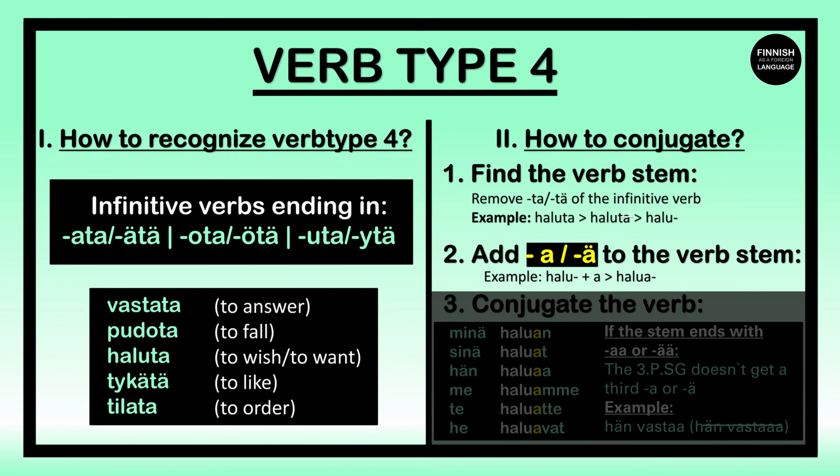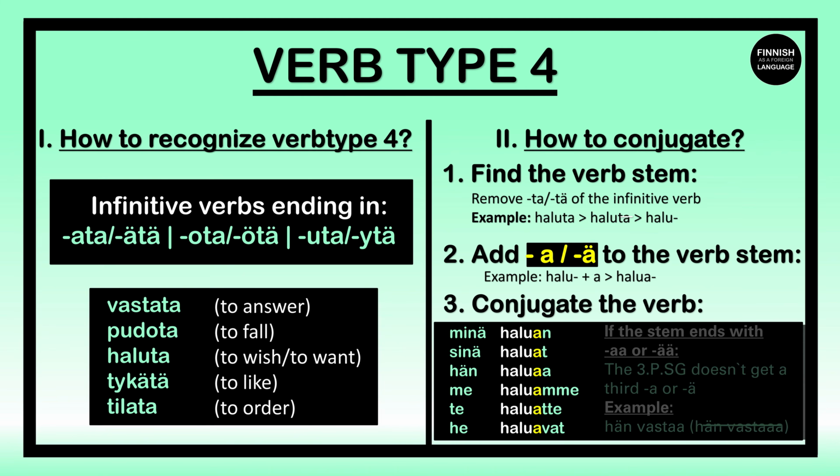In the second step, we add a or ä to the verb stem. That means halu plus a is halua. In the third step, we can finally start conjugating. So this means halua plus the personal endings. Minä haluan means I wish. Sinä haluat means you wish. Hän haluaa means he or she wishes. Third person singular, here we have to double the last vowel.